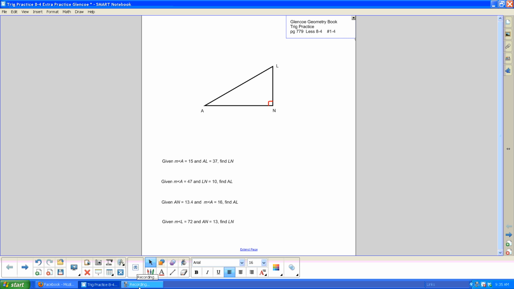So the first thing I'm going to do is mark the 15-degree angle with a little red mark here, and I'm going to label AL, which is here, as 37. Now, if we're looking at angle A, which is 15 degrees, we have to identify what legs are what. We want to find LN. I'm going to call that X.